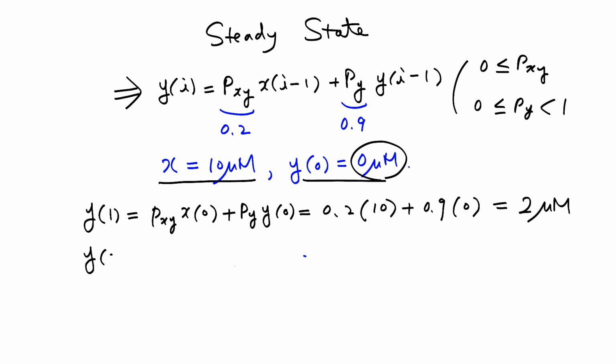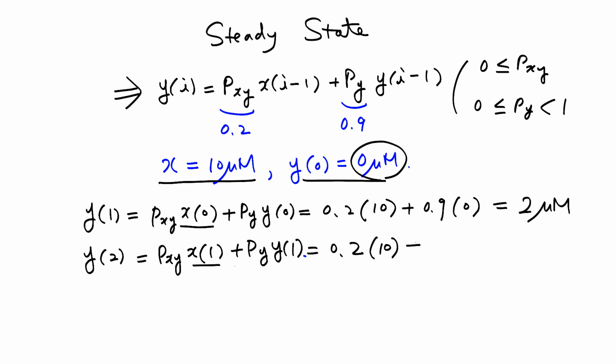How about Y of 2? P sub XY times X of 1 this time, and P sub Y times Y of 1, which is equal to 0.2 times 10, because X is constant, always 10, plus 0.9 times Y of 1, which is 2, right? This is Y of 1, which is 2, so we have 2 here. This is a 2, and this is 1.8, so we get 3.8 micromolar.